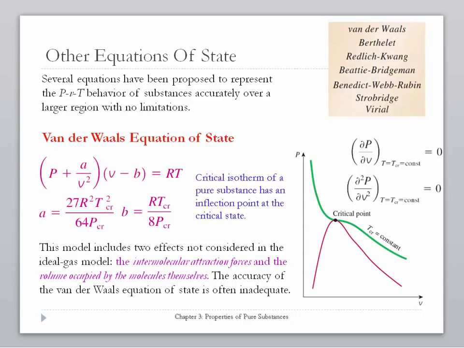There are other equations of state. Depending on the substances that you're using, there are some equations of state that are more valid for the particular gases or fluids that you will be evaluating. For example, we have the Van der Waals equation of state. Notice that once again it relates temperature, specific volume, and pressure. But in this case, we have constants a and b, which are functions of the critical value of the temperature and the critical value of the pressure.